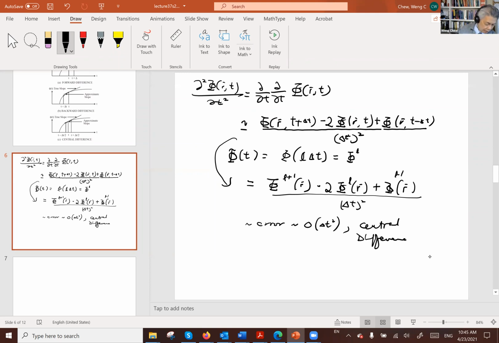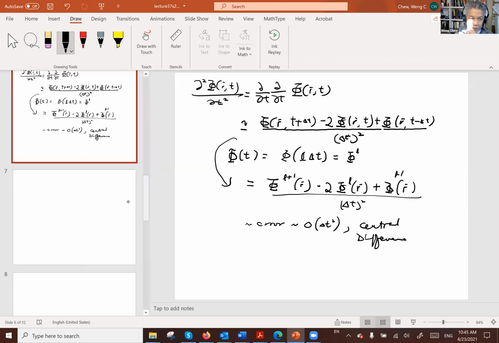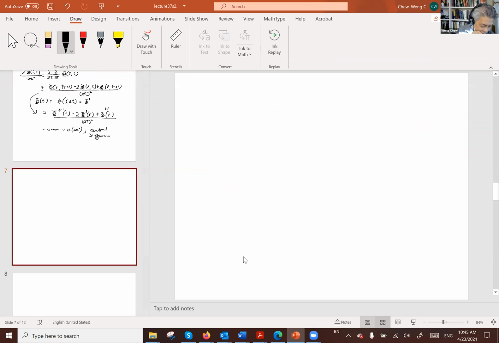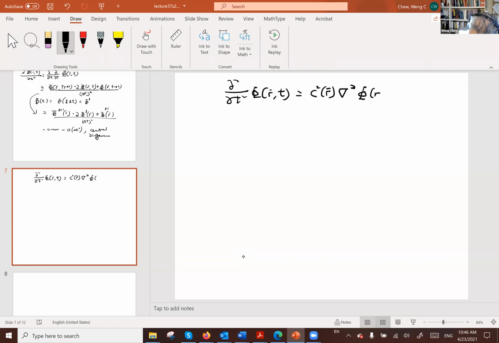Okay, so this actually enables us to solve very, very complicated wave equations. For instance, if I have these wave equations that I wrote down earlier, which can be written as partial squared t squared phi of r and t is equal to c squared, c can be a function of position, which means that the medium can be very complicated. And then I can apply the finite difference approximation to the left-hand side.